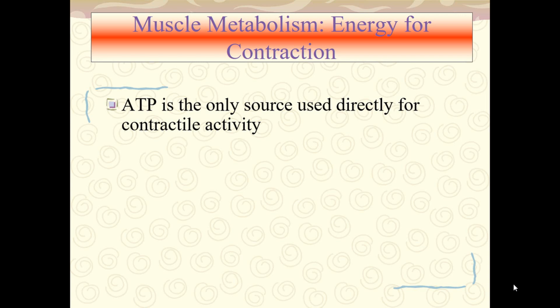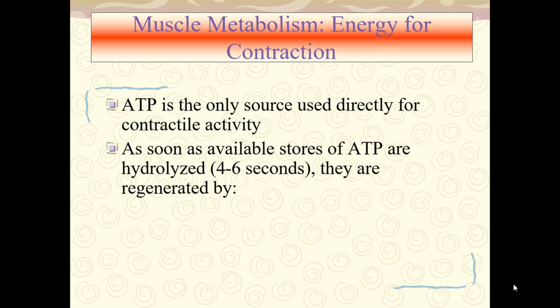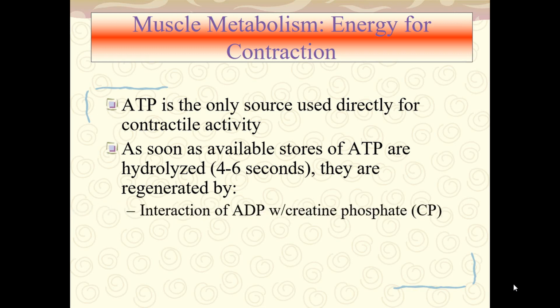We're talking about the relaxation for that myosin head to detach from the active site on actin. So we have some stores of ATP, but as soon as they're used up, which takes about 4 to 6 seconds, they're going to be regenerated by 3 different processes that will produce ATP. So the first is interaction of ADP with creatine phosphate.